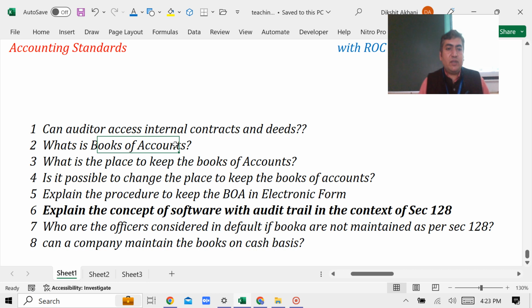Okay guys, so let's begin with the discussion now. The first question comes like, can auditor access the internal contracts and deeds while auditing? Okay, the case goes like this. Suppose you are the auditor, assume you all are chartered accountants and you are doing the audit of some company. In order to certify something, you asked for a contract. What did the company respond? The contract is an internal, secret document of the company. You check ledgers, cash book, balance sheet, profit and loss account. Why are you asking for deeds and the contracts?